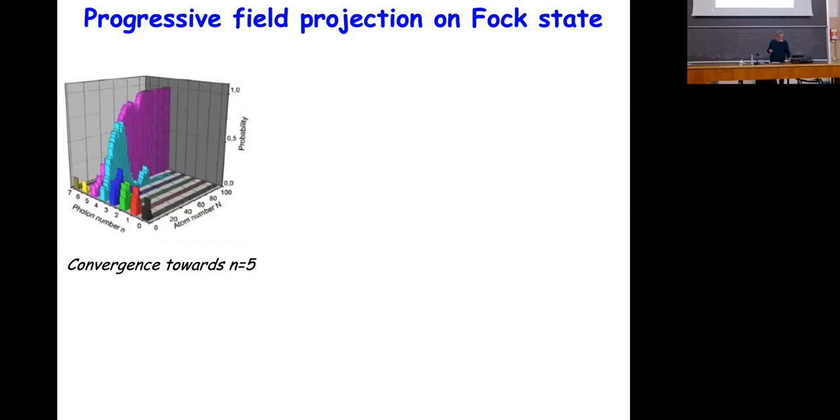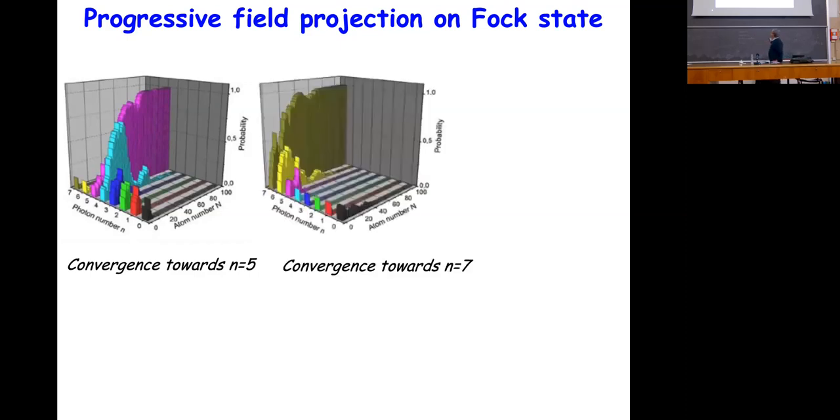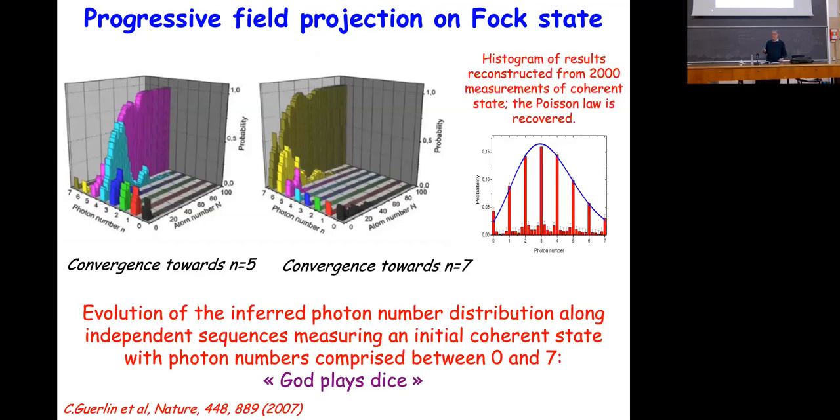If we do it another time, you see here a sequence which has collapsed into 7 photons. And then we did it again and again. If you have thousands of these trajectories, you reconstruct the Poisson distribution of the initial state. So you see the evolution of the inferred photon number along independent sequences, which measure an initial coherent state. This illustrates the fact that quantum physics is random, because you never know on which trajectory you will end, what will be the photon number in the end. And this was performed in 2007.